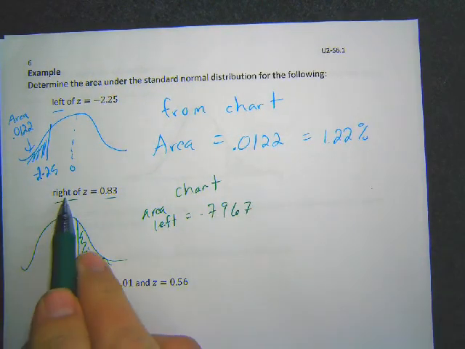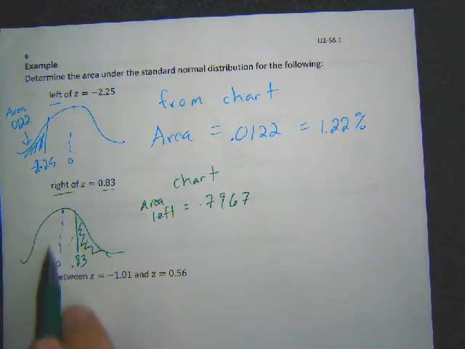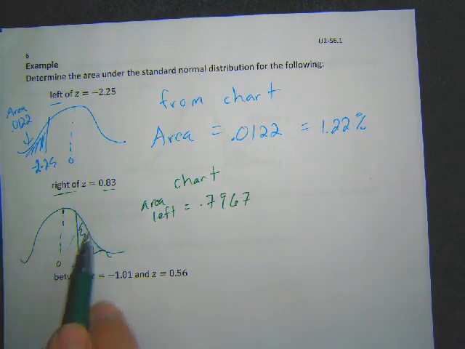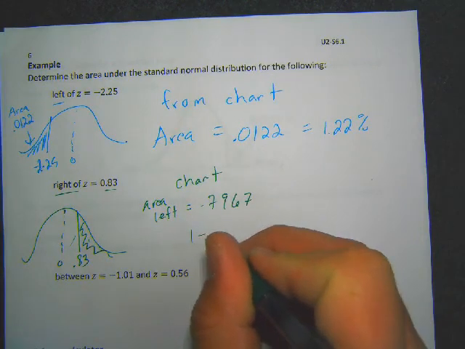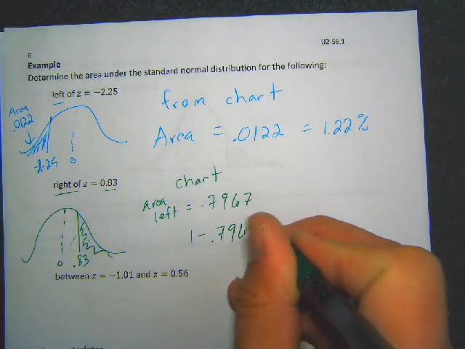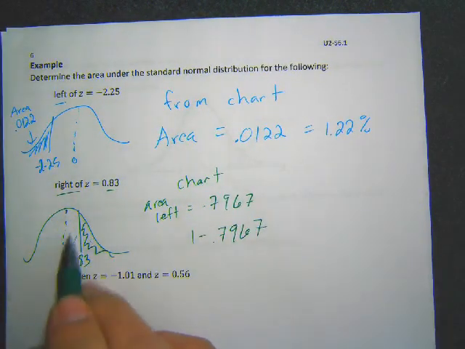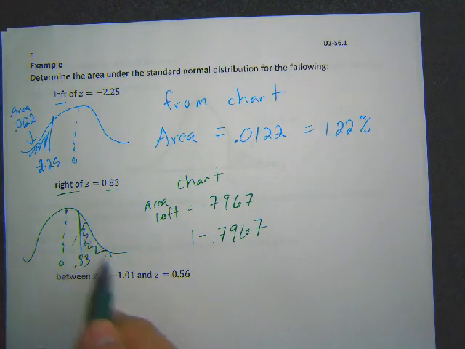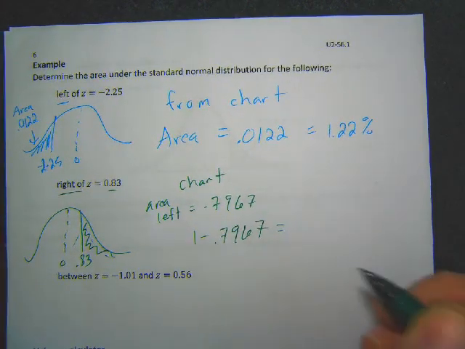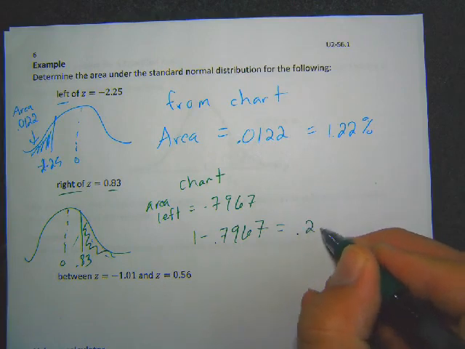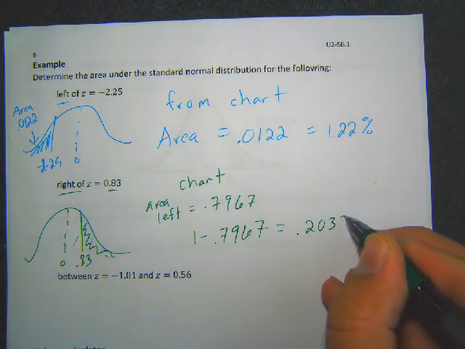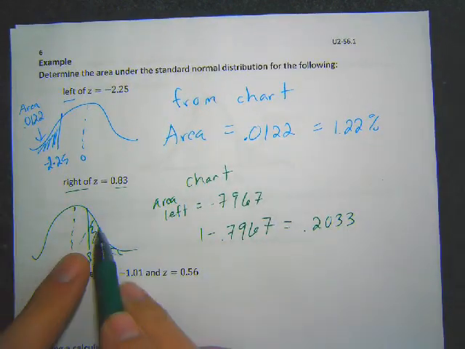And this is asking for the area to the right. So we actually just found this region. To find the other piece, this is where we subtract from 1. So we're going to take 1 minus 0.7967, and that will take away this part and leave us with just this piece over here. If we subtract that, we get 0.2033. So this actually has 20% here.